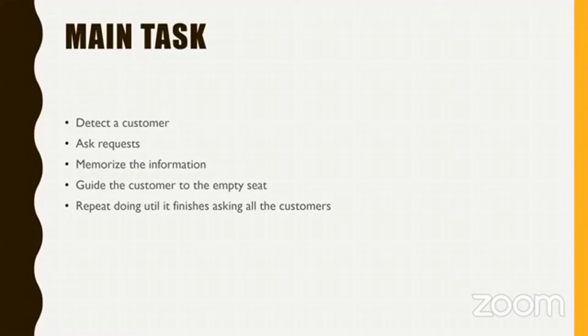On top of that, the serving robot will memorize the information and report it to the operator. Then the robot will detect the empty seat and guide the customer to it. Our serving robot will repeat doing this task until it finishes asking all the customers.